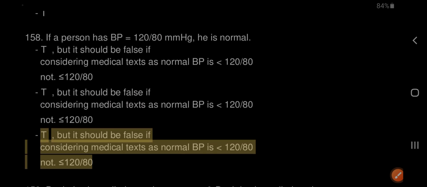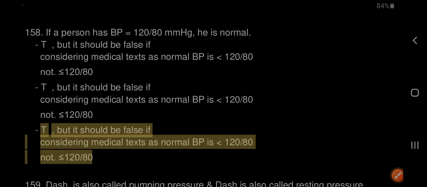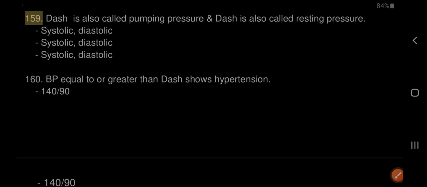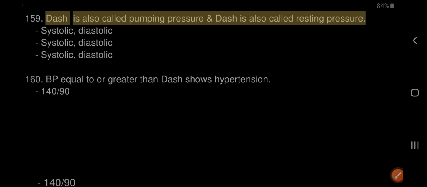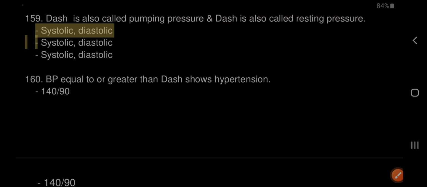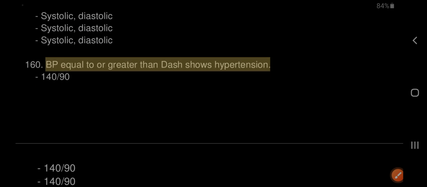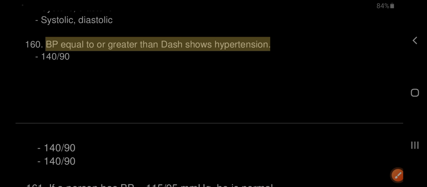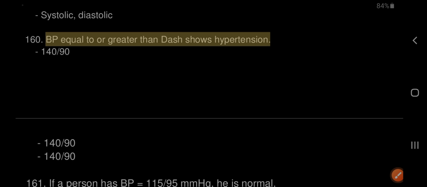159. Systolic is also called pumping pressure and diastolic is also called resting pressure. 160. BP equal to or greater than 140/90 shows hypertension.